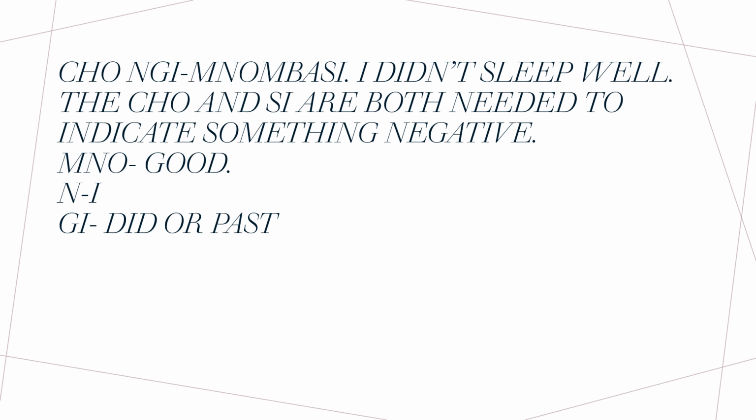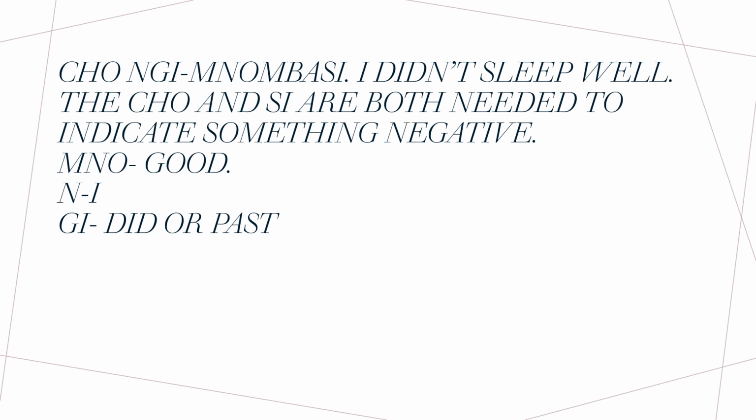Chongimnombasi. And again, you kind of flow into that in from the cho. The cho is no. Anytime you have those negative statements, you're going to have the cho and the si attached to the verb. You need both of them to indicate something negative occurred. Something a little bit different from English, but in some ways it's good because it gives you two chances to catch that it's a negative statement. You might just catch the cho or you might catch the si. Maybe you get both of them, but it gives you a second chance to realize that it's a negative statement.